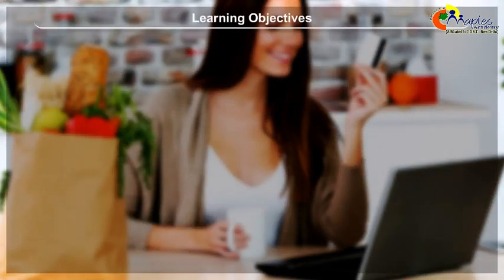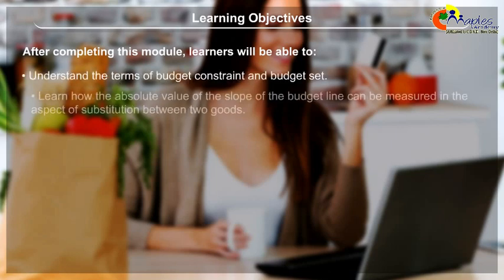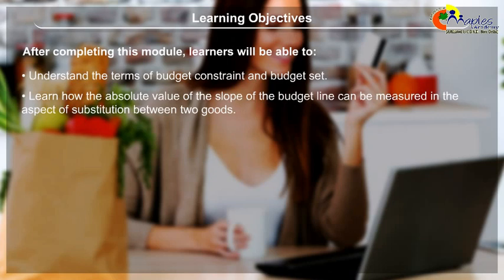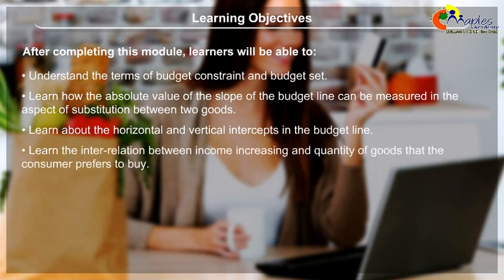Learning objectives. After completing this module, learners will be able to understand the terms budget constraint and budget set. Learn how the absolute value of the slope of the budget line can be measured in terms of substitution between two goods. Learn about the horizontal and vertical intercepts in the budget line. Learn the interrelation between rising income and the quantity of goods that the consumer prefers to buy.